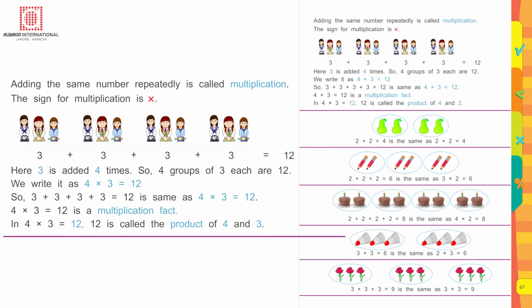Adding the same number repeatedly is called multiplication. The sign for multiplication is cross. 3 plus 3 plus 3 plus 3 is equal to 12. Here 3 is added 4 times. So 4 groups of 3 each are 12. We read it as 4 multiplied by 3 is equal to 12. So 3 plus 3 plus 3 plus 3 is equal to 12 is the same as 4 multiplied by 3 is equal to 12. 4 multiplied by 3 is equal to 12 is a multiplication fact. In 4 multiplied by 3 is equal to 12, 12 is called the product of 4 and 3.